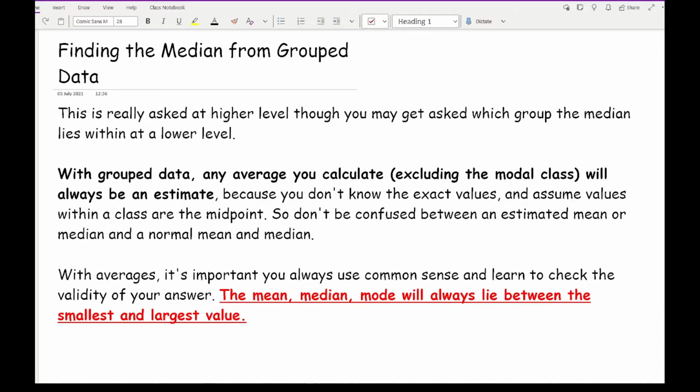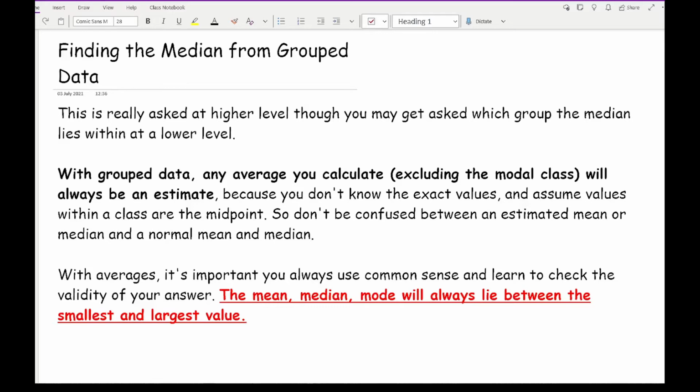Now it's important you establish there is a difference between these two questions. So the estimated median will be expecting an actual number, albeit a decimal number. However, the group will always be a group within the data. So let's say, for example, 10 to 20 or 140 to 160, etc.